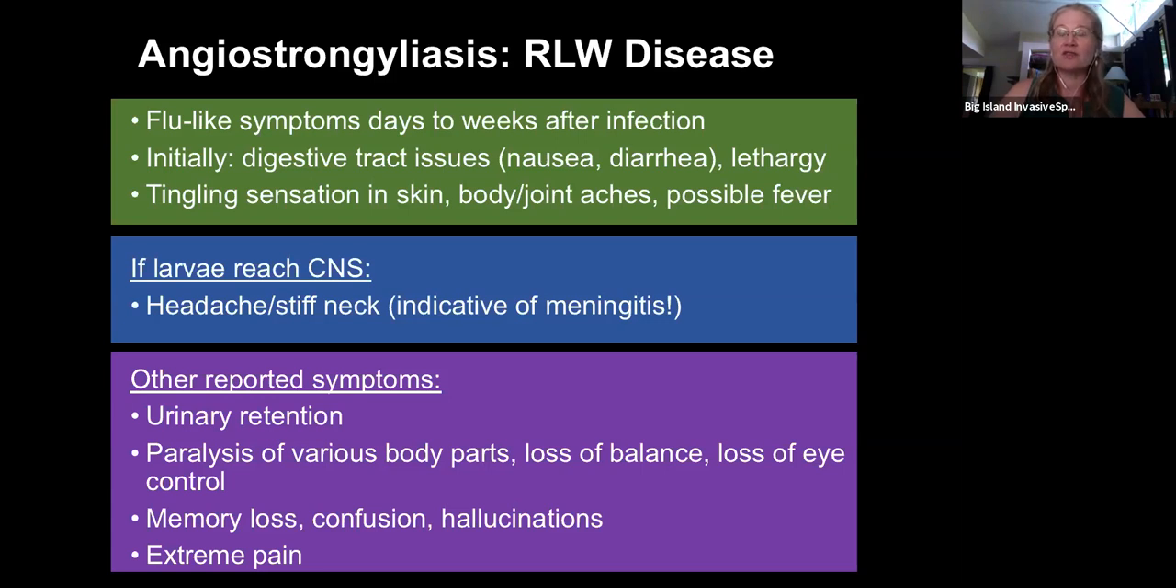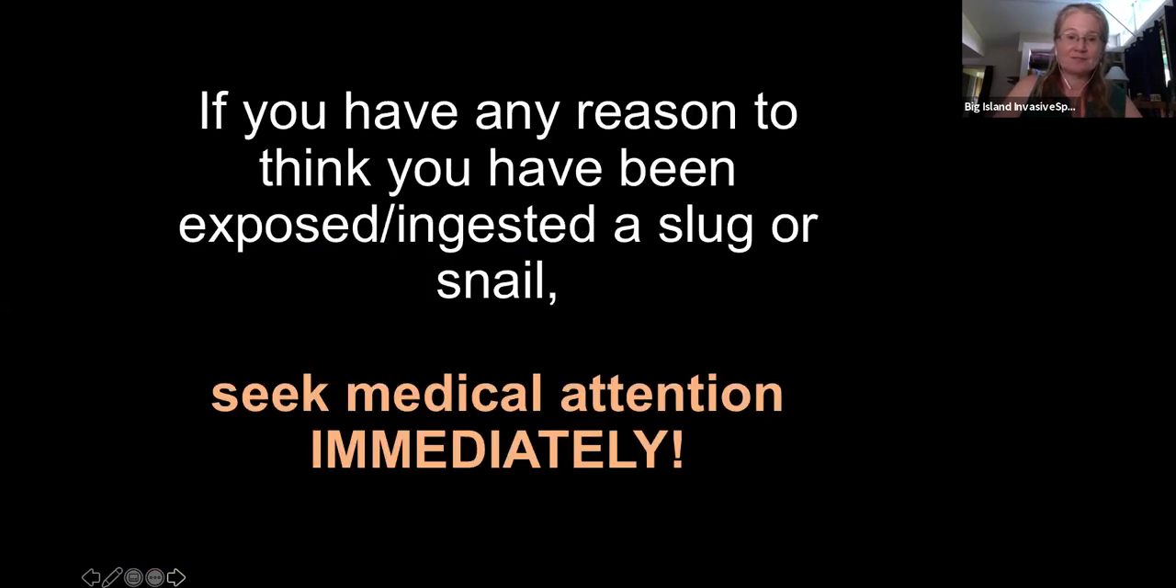And pretty universal is the pain. The survivors talk about pain even years after being infected. So a severe case of rat lungworm is rare, but it is terrible when it happens. So again, this is not a comprehensive list of symptoms. This is some of the more common ones, but it manifests itself in a lot of different ways. Okay, and I'm not a medical professional, which is why I'm just giving you the general information. The main take home is that it can be very serious.